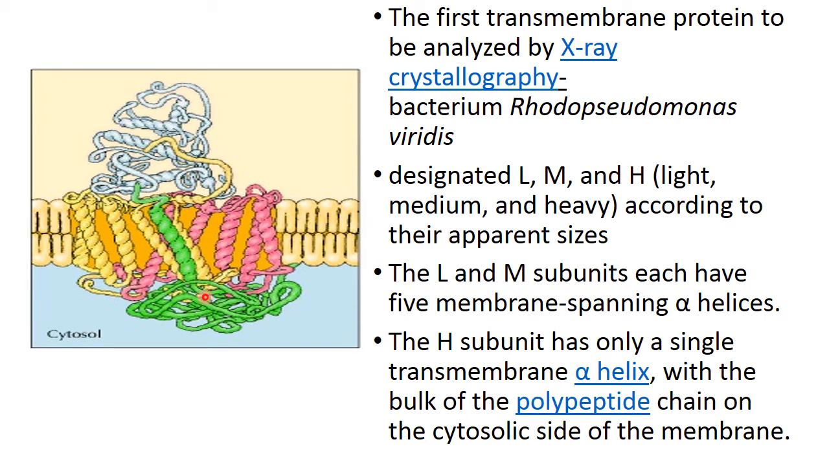It has the bulk of the polypeptide chain on the cytosolic side of the membrane. This is a peripheral membrane protein. This is the light subunit, and this is the medium subunit. This is the heavy subunit, and it has a bulk of polypeptide chain on the cytosolic side of the membrane.